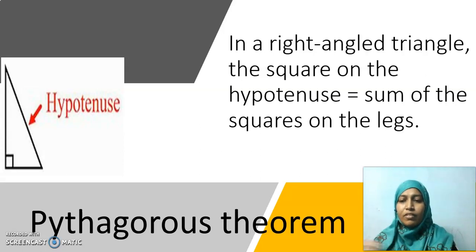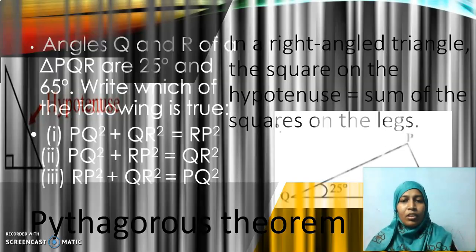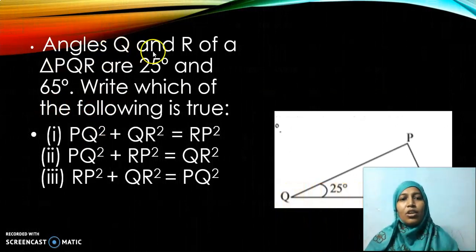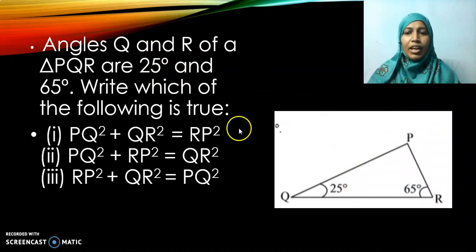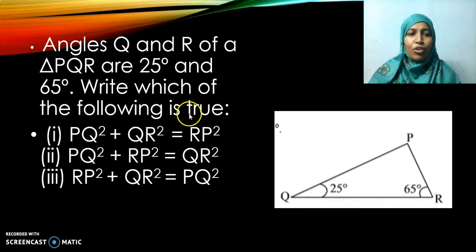Now some problems that are in the text. To begin with, we will discuss 2 problems that are there in the text. Here, angles Q and R of triangle PQR are 25 degree and 65 degree. Write which of the following is true. They are asking which statement is true here.